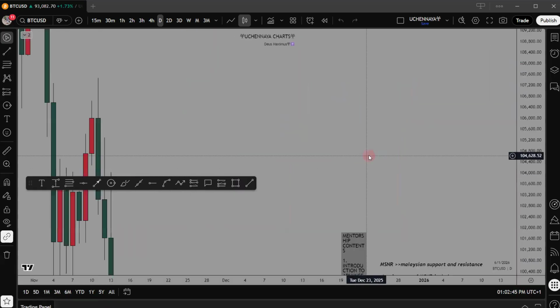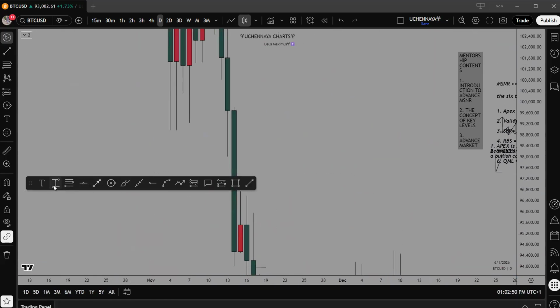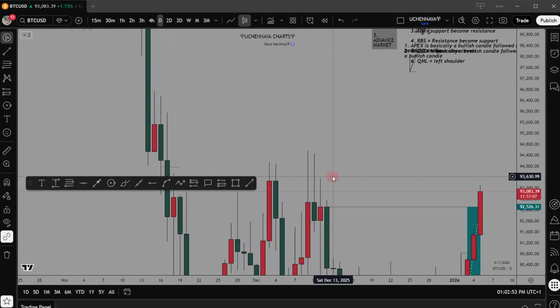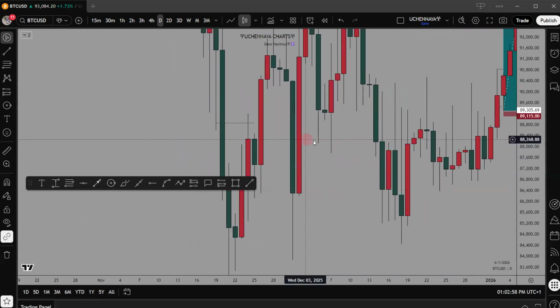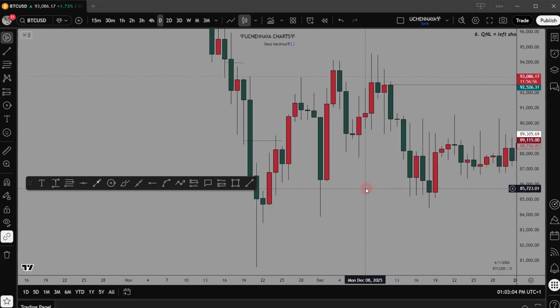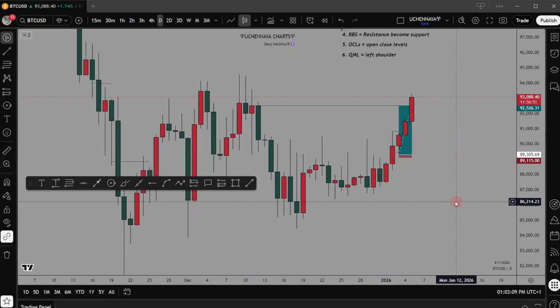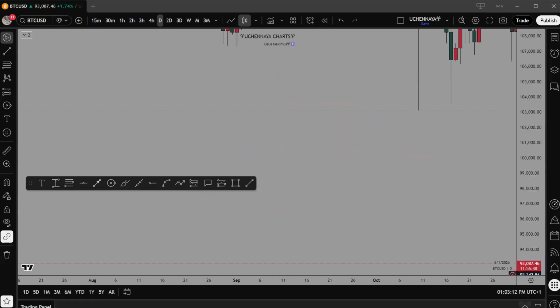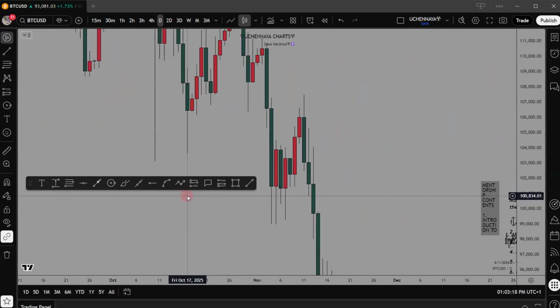Okay, and then the next on our list is QML. I had an example here. QML is just, or you can also call it left shoulder. It is a resistance that gets broken. And then you have bullish and bearish QML. Let me just show you.